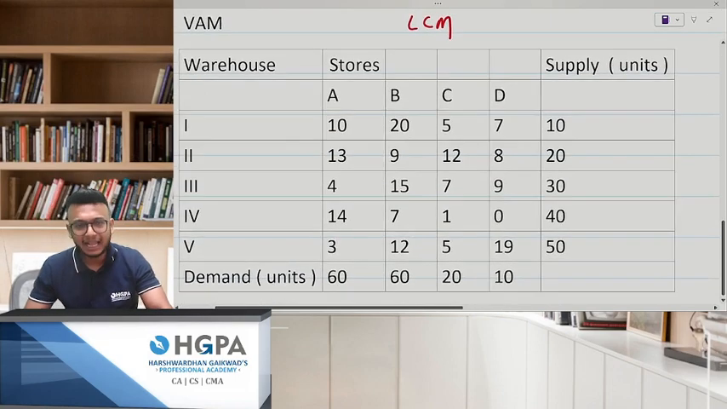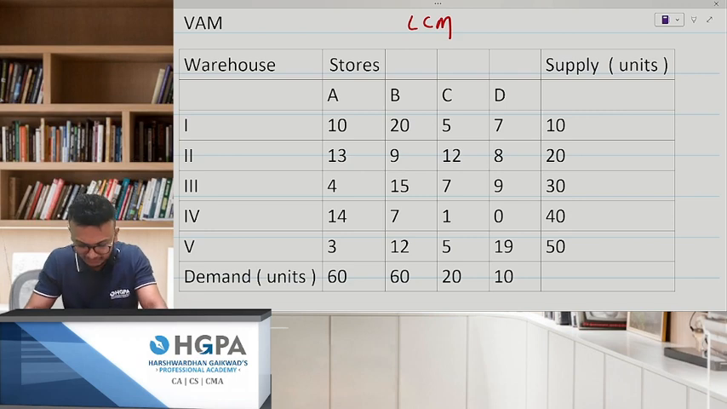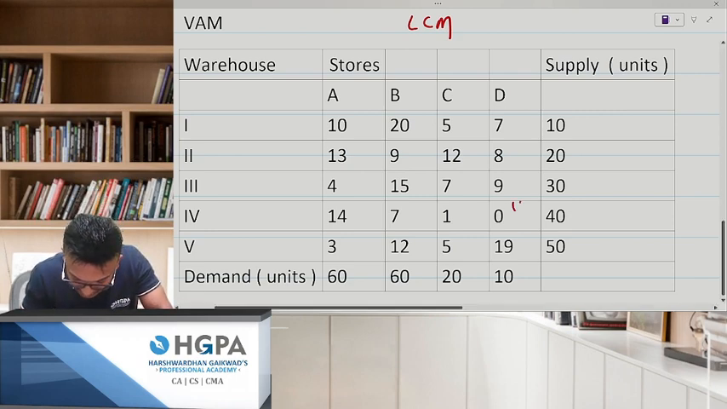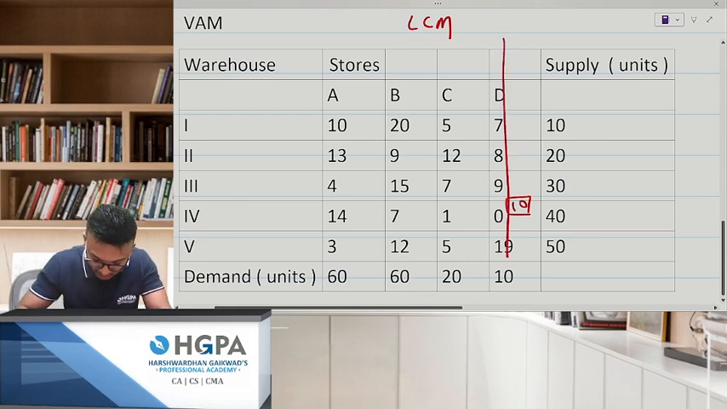As the name suggests, you have to identify the least shipping cost. Tell me, in the whole matrix, which is the least shipping cost? It is 0. Very simple. For 0, how much do you allocate? We'll allocate 10, whichever is less. The moment you allocate 10, this will be exhausted.